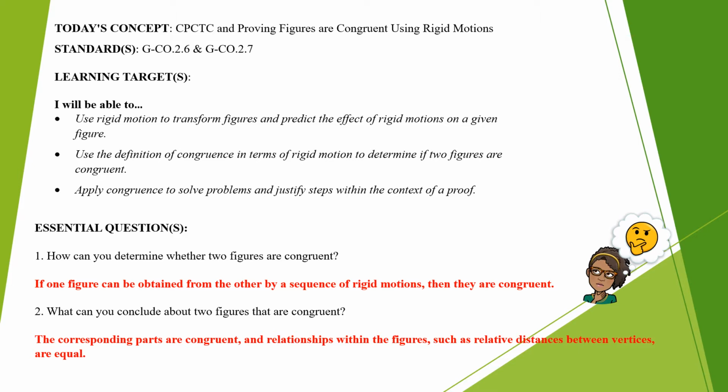So there are 2 questions we need to ask ourselves. How can we determine whether 2 figures are congruent? Well, if one figure can be obtained from the other by some sequence of rigid transformations, then we know that those 2 figures are congruent.